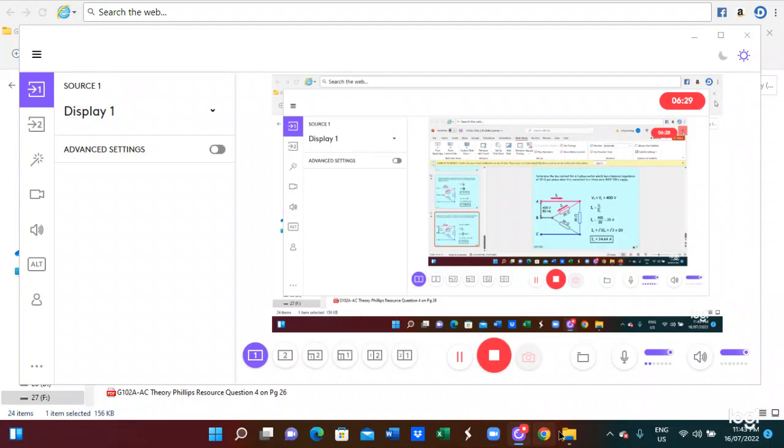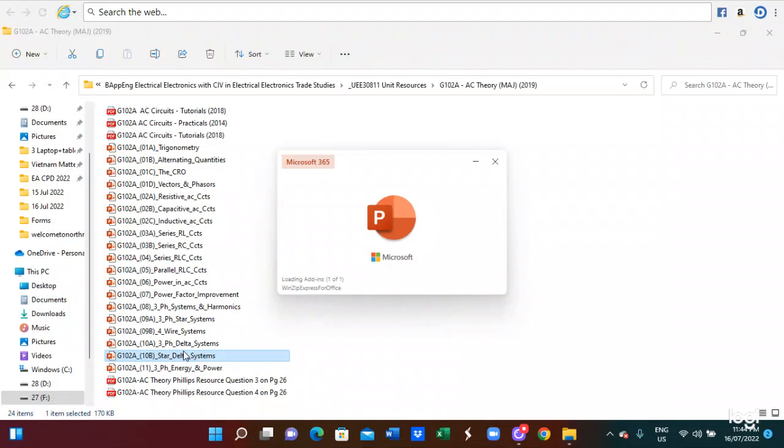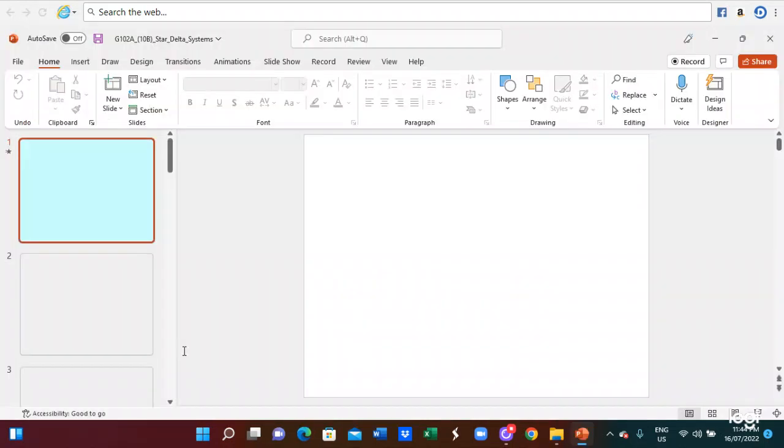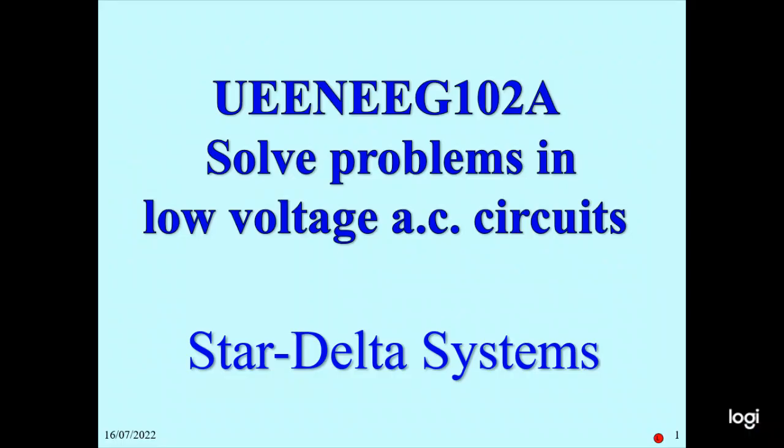Next one. Three-phase star delta system. Star delta system. So the subject of this lesson is low voltage AC circuits, the star delta system.